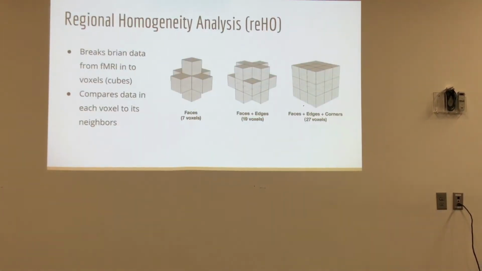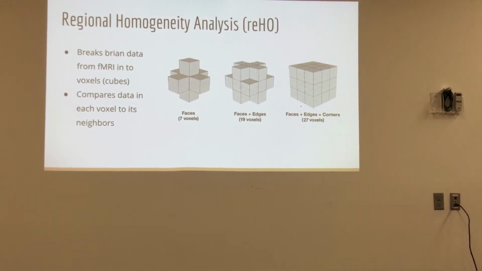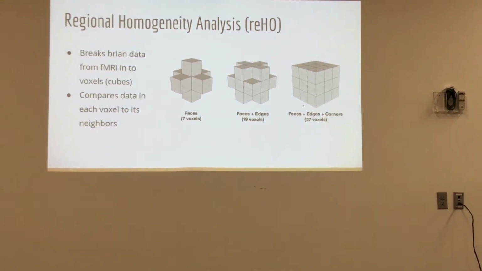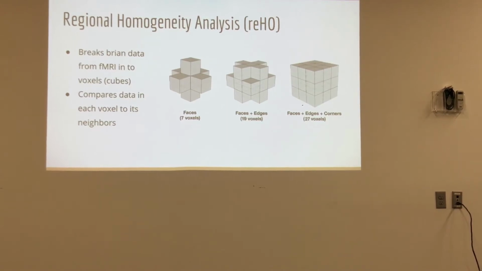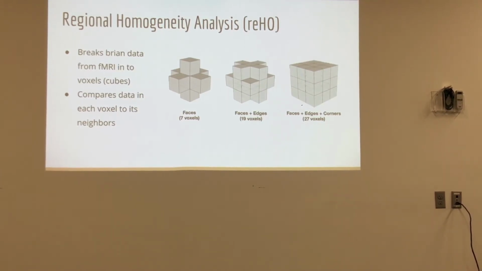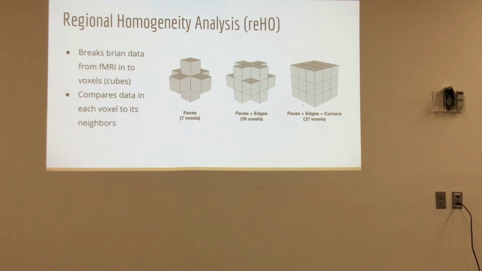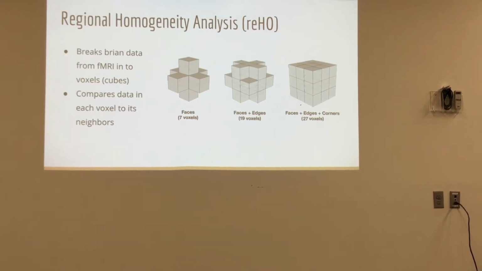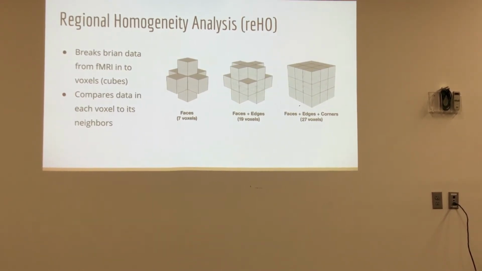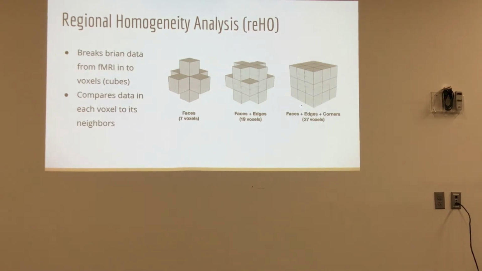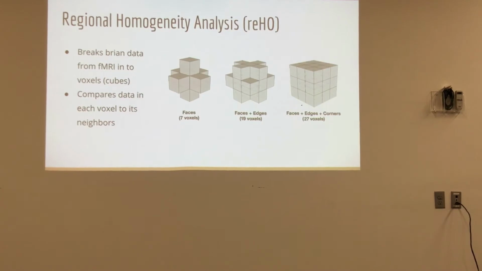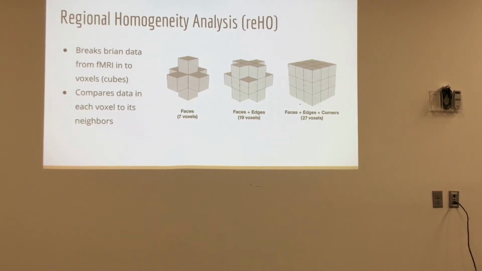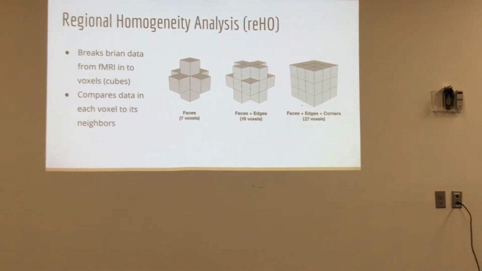The next piece of technology that we need to know about is regional homogeneity analysis, or the ReHo for short. This essentially takes that same data from the fMRI and breaks it up into a three-dimensional grid. Each cube is a little section of the brain. Each cube is compared to its neighboring cubes, so that it can be considered a more active cube or a less active cube, which figures out what parts of the brain are more active than others.